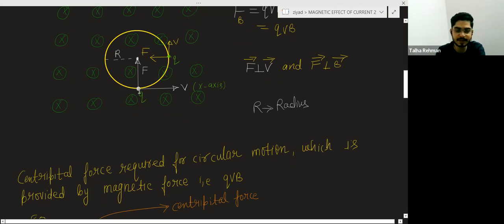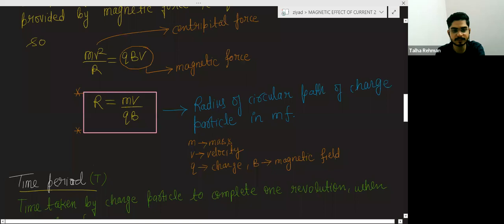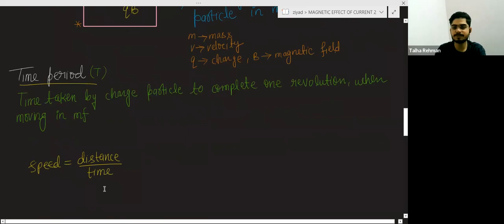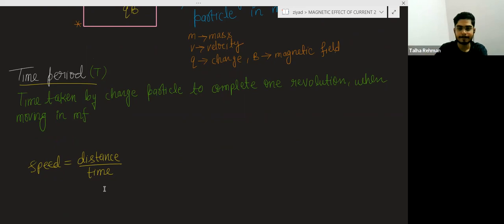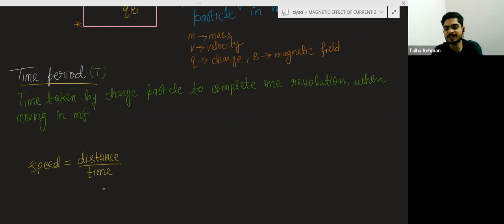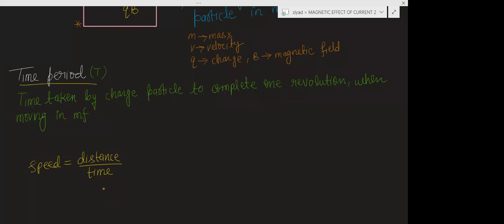The time period is the time taken by the charged particle to complete one revolution of the circle while moving in a magnetic field, and it can be calculated with a formula. Speed is equal to distance upon time. And what is speed? Speed is just the magnitude of the velocity, because speed is a scalar quantity and velocity is a vector quantity.